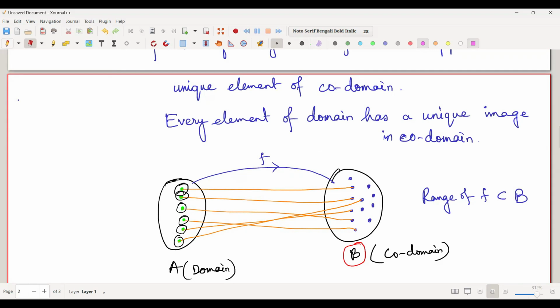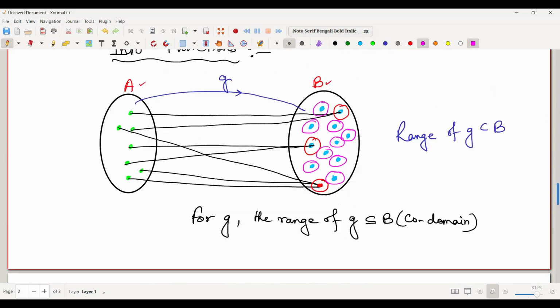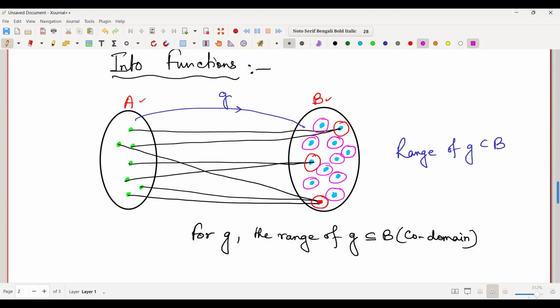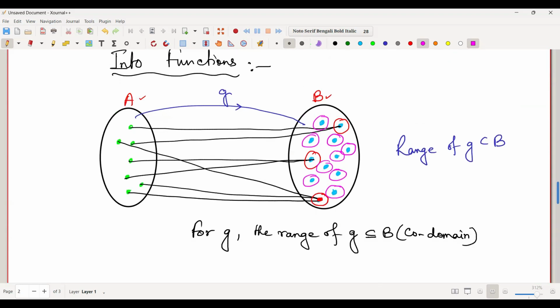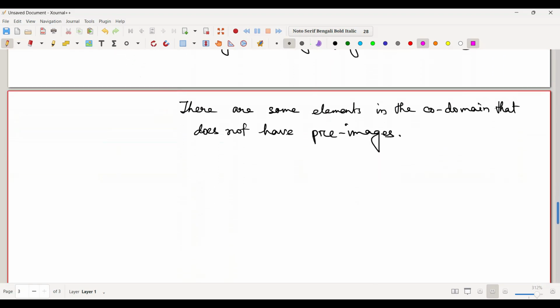Here it is a proper subset, but when we take countably infinite or uncountable sets, it is useless to talk about proper subset or improper subset like that. Here it is finite, so we can say that it is a proper subset. So these elements have no pre-images. So this is an into function.